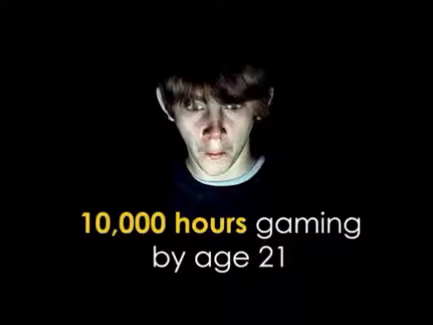So consider this really interesting statistic. It was recently published by a researcher at Carnegie Mellon University. The average young person today in a country with a strong gamer culture will have spent 10,000 hours playing online games by the age of 21. Now, 10,000 hours is a really interesting number for two reasons.